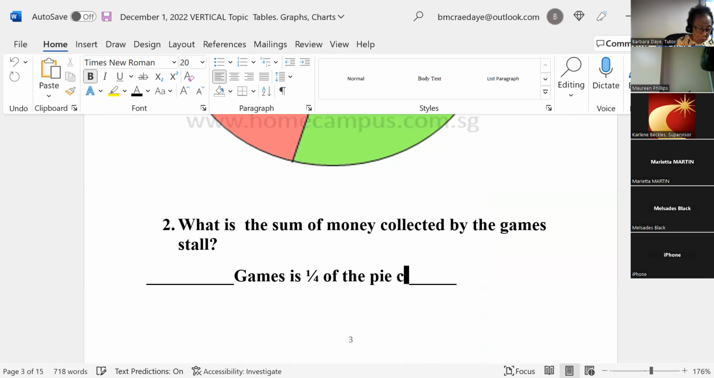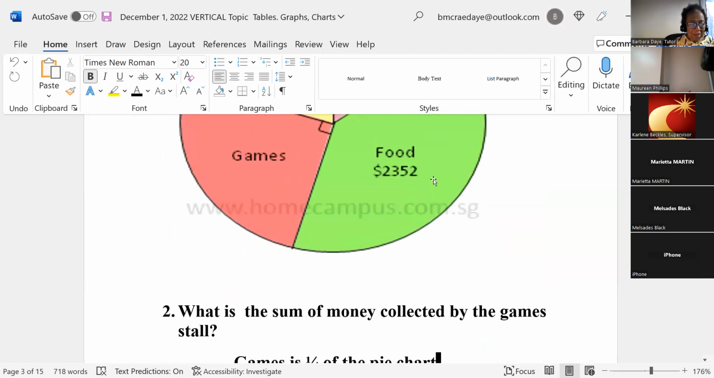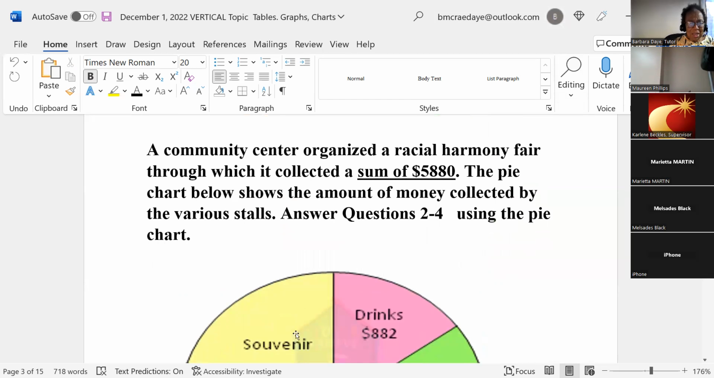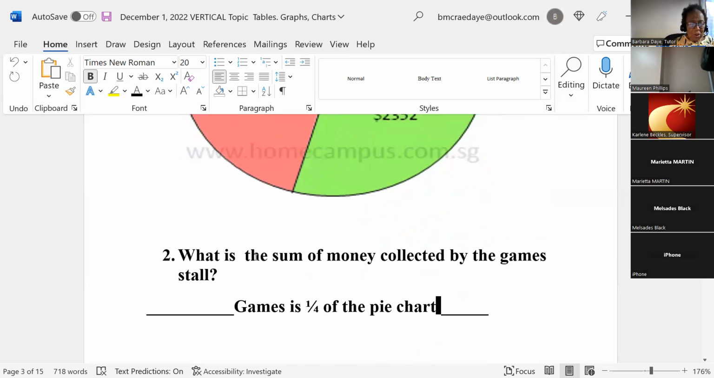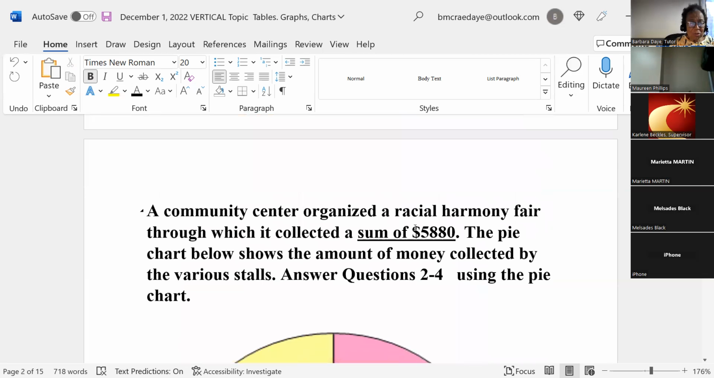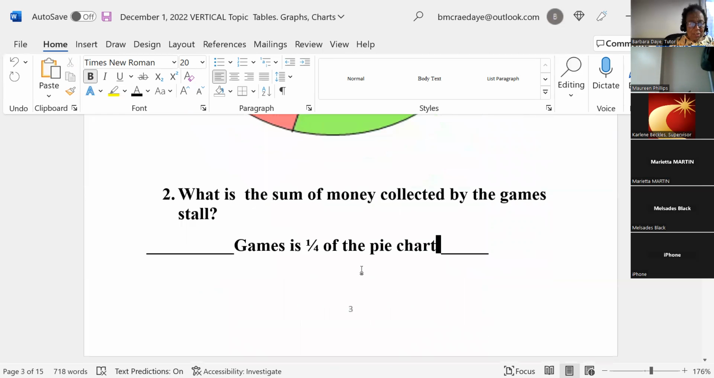And if you know that, then you could find how much that is, right? How would you do that? I did 1/4, and I subtracted, because 8,882 and 2,352. No, remember your first question says, what is the sum of money collected by the game stall? That's this. This is 1/4. So we want to take 1/4 of our total, 5,880.